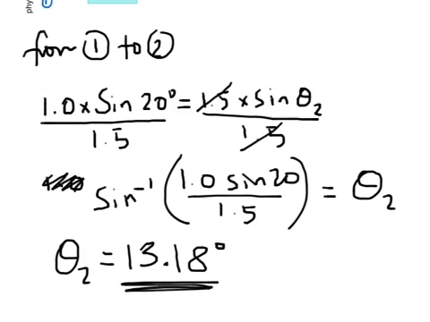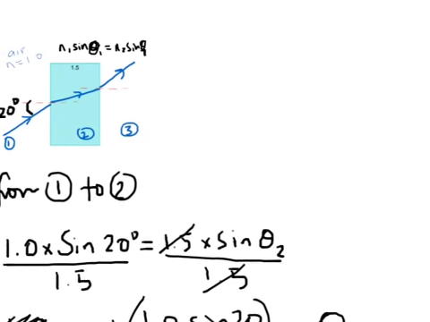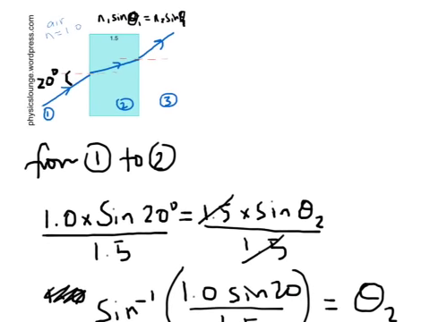That's going to be the same angle as, where are we? There we go. This angle here. So that angle is the same as that angle which we just calculated. That was theta 2. This is also theta 2.